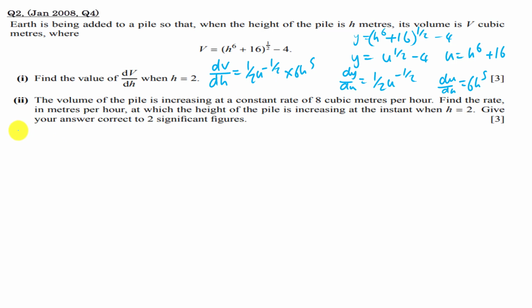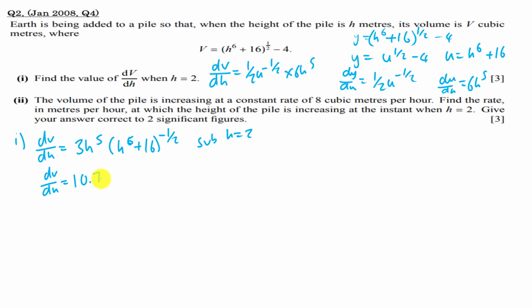So part 1, dV dh equals 3h to the power 5 times h to the 6 plus 16 to the minus a half. Sub h equals 2 in, and we get dV dh to equal 10.7.